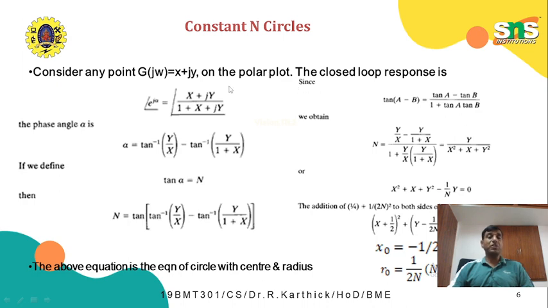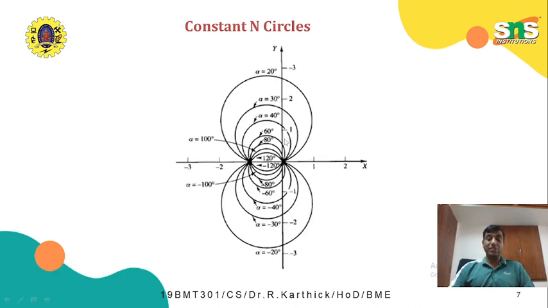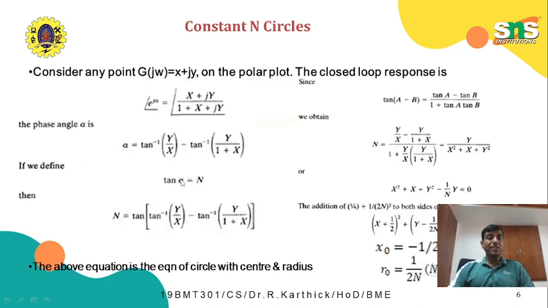Now the closed loop response again for this, here we just took the previous M circles, we took the magnitude. Now in this case we just consider the phase angle. The phase angle of any rectangular form is given by tan inverse of b by a. So therefore your alpha is equal to tan inverse of, now the numerator it is tan inverse of y by x, that is b by a, and the denominator it is tan inverse of y divided by this a, it is 1 plus x. Now taking tan on both sides, that is we consider tan alpha is equal to N. So which means we just take tan on both sides. So tan alpha is equal to N is equal to tan of this entire expression.